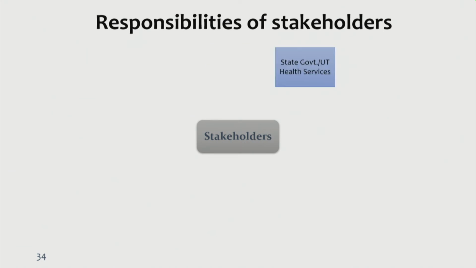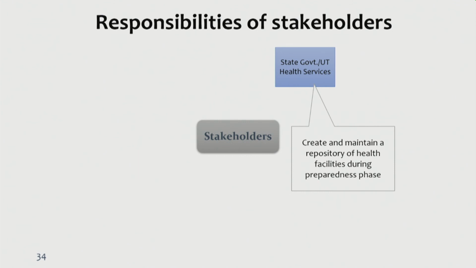State government and UT health services should create and maintain a repository of health facilities. Their main role is during the preparedness phase. They have to create and maintain a district level repository of public and private hospitals and other health facilities with details of staff, beds, equipment, and services that are available. They also have to identify, train, and assign healthcare workers posted in the adjoining districts to offer medical assistance when required during the post cyclone period.